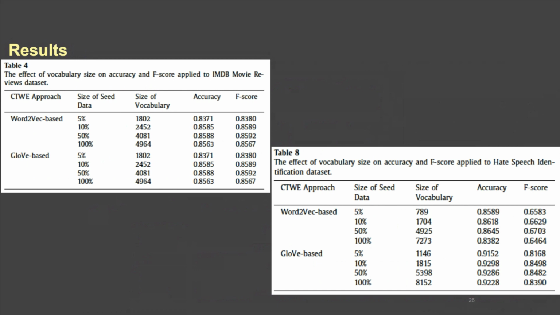For the hate speech identification, we can see that 50% again was the best result. Then we can see that this method works with a small part of the data. Just updating a small part of the data can work as well as the whole data set.